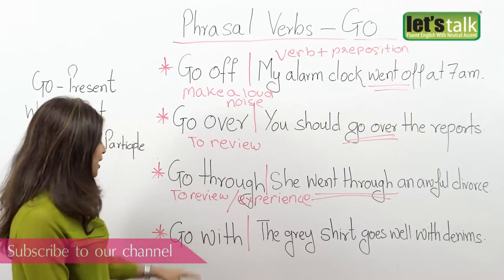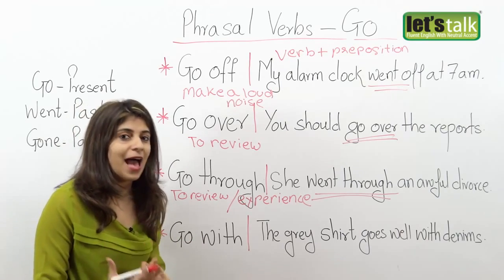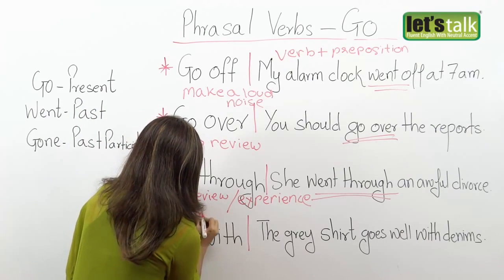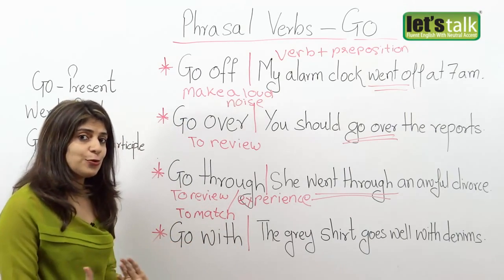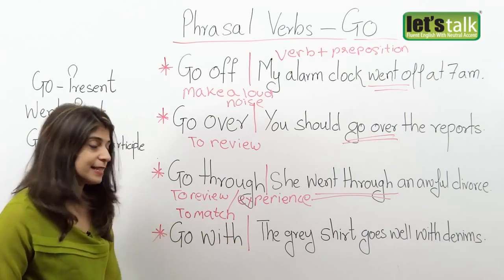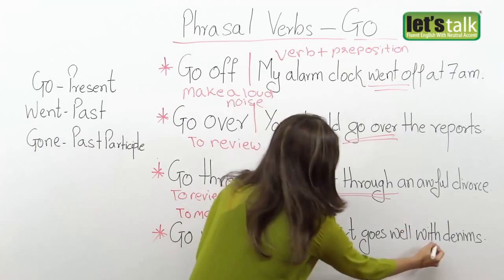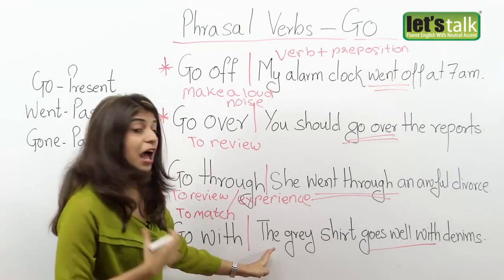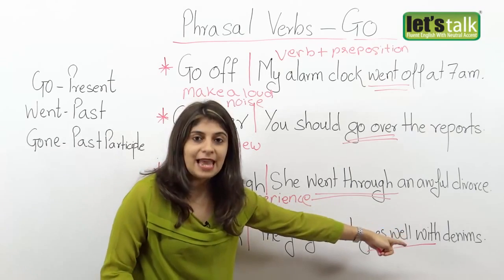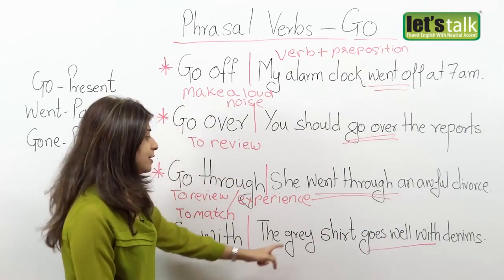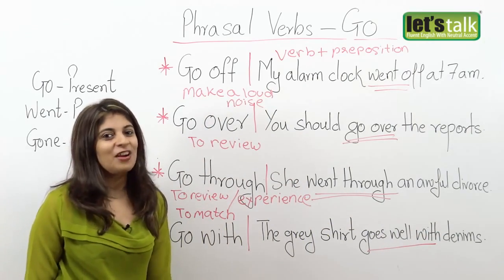Okay? And the last one over here is go with. Now, go with means to match. Okay? This means that something suits the other. And that's why I have a sentence here. The gray shirt goes well with denims. So here, basically, what I am trying to say is that there's a gray shirt and it matches with the denims, right? And that's why we have used the phrasal verb saying that it goes with denims. Okay? Now let's have a look at some more phrasal verbs.